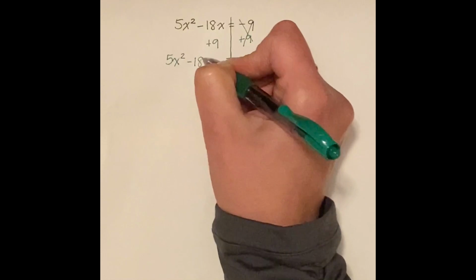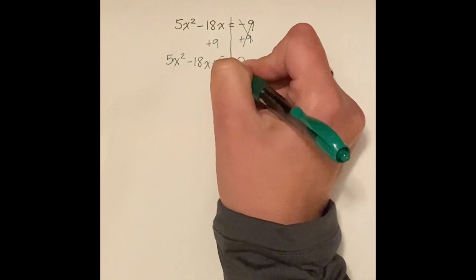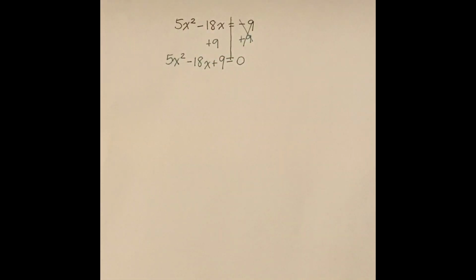So we have a polynomial now on our hands. We are looking at 5x squared minus 18x plus 9 is equal to 0. So we need to factor this. Okay, we can factor this. We just need to first look for, that's right, a GCF. I don't see a GCF here.